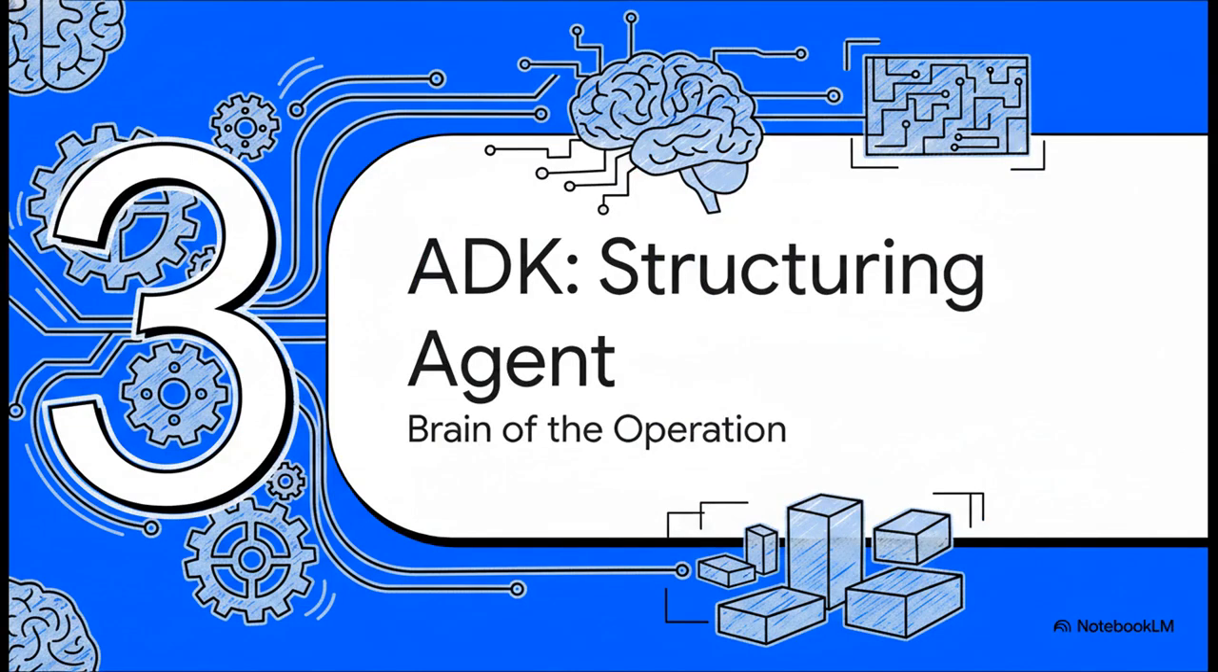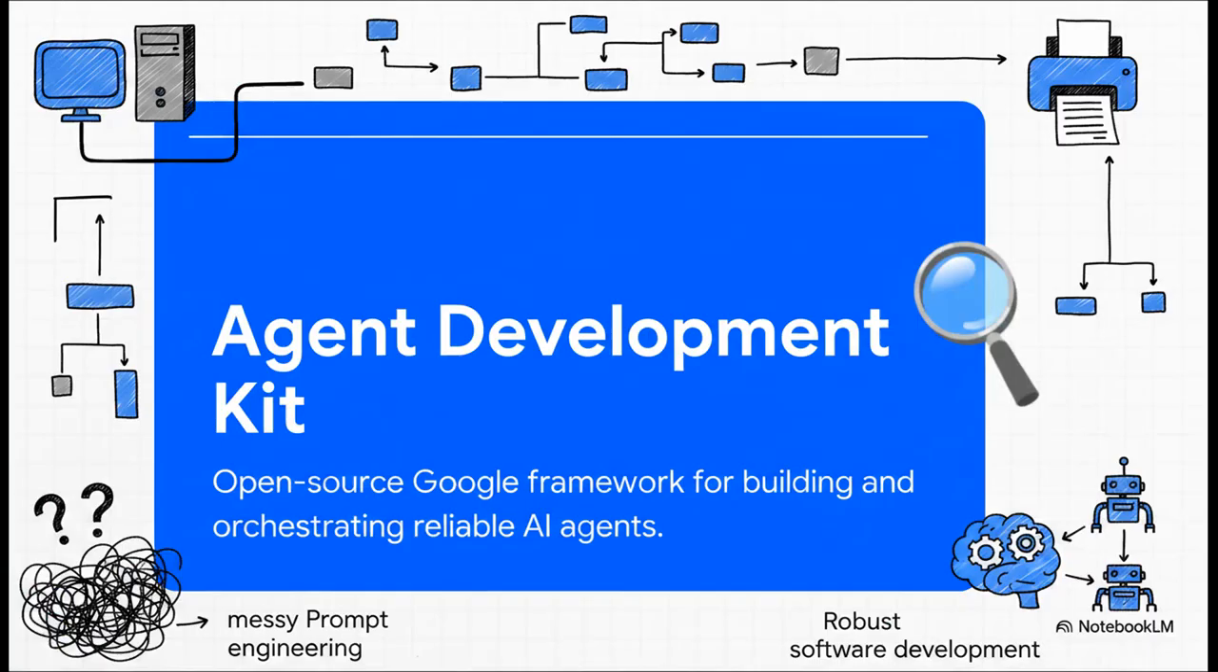All right, moving into Section 3, ADK, structuring the agent. Basically, the brain of the operation. So we have all our tools wired up, right? But how do we build the agent itself? Shifting our focus over to Google's framework, we have the Agent Development Kit, or ADK. This is an open source system designed for building, debugging, and orchestrating reliable production-grade AI agents.